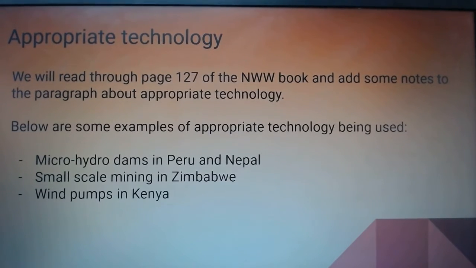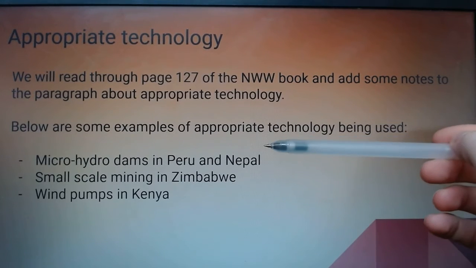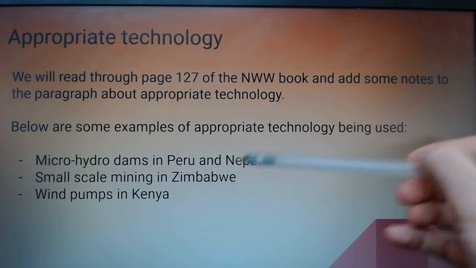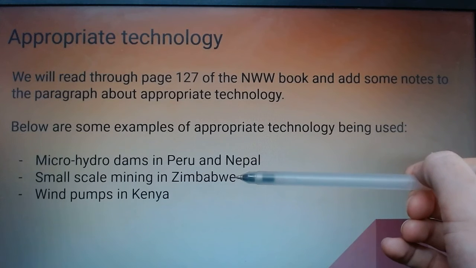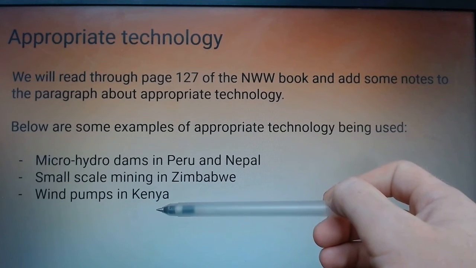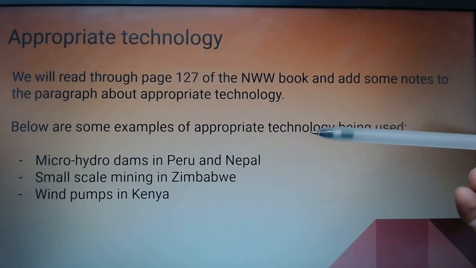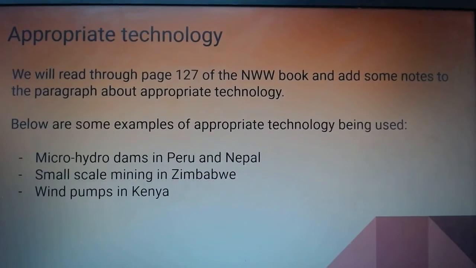And we're going to zip back to page 127 of New Wider World, about appropriate technology. Before we do, you can do a little subheading here like this, and then I just want some examples of appropriate technology. So micro dams in Peru and Nepal, both quite poor countries, small scale mining in Zimbabwe, and wind pumps in Kenya. Now all of these are poor countries, so you should already be thinking, appropriate technology must be something for poorer countries. So let's have a little read through what exactly it is.